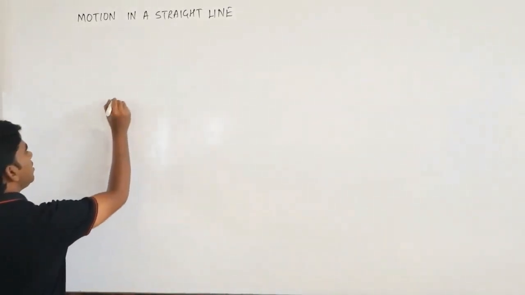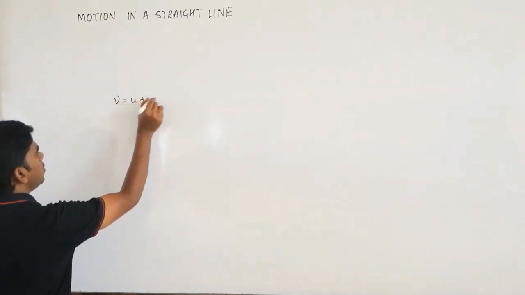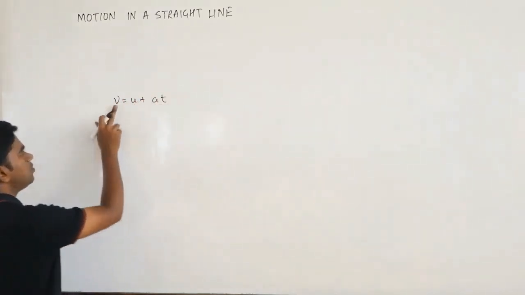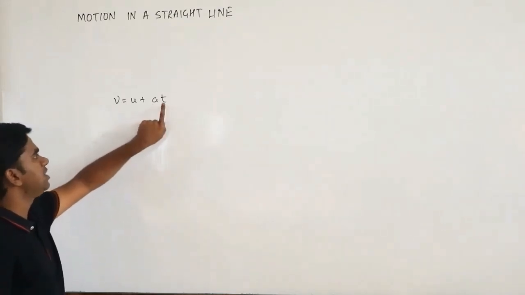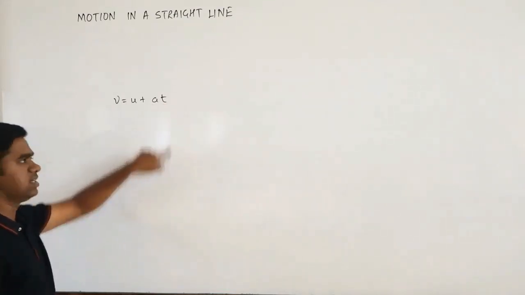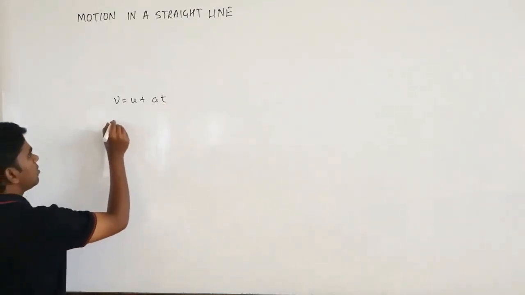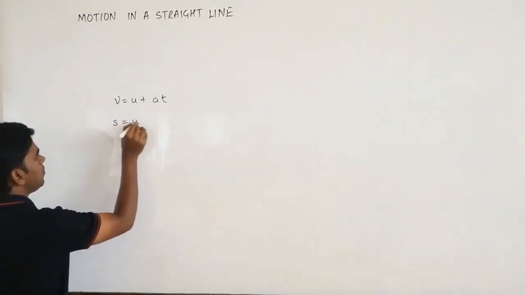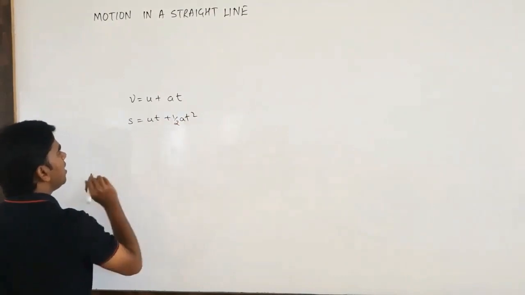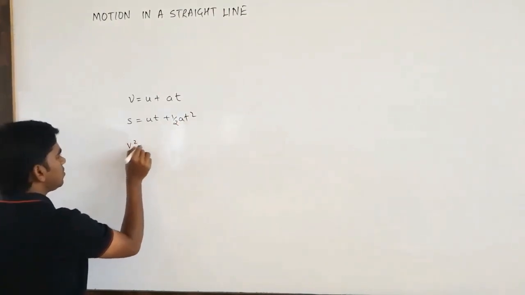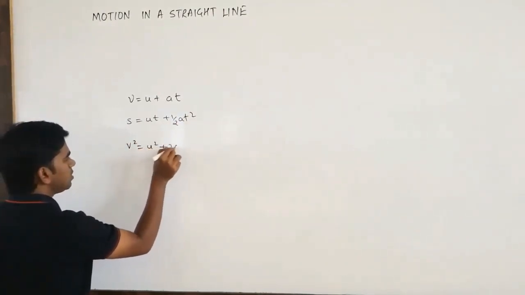We already know that v equals u plus at. V is the final velocity, u is the initial velocity, a is acceleration and t is the time taken. Okay, and we also have s equals ut plus half at square, and one more is v square equals u square plus 2as.